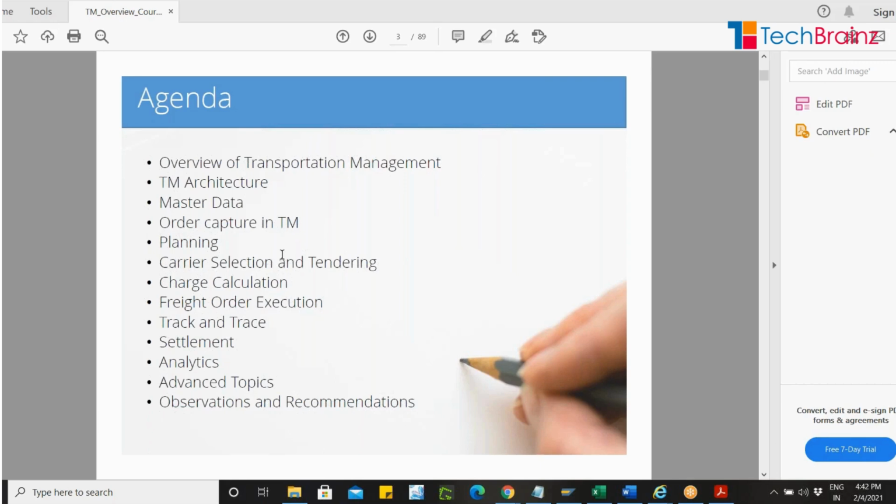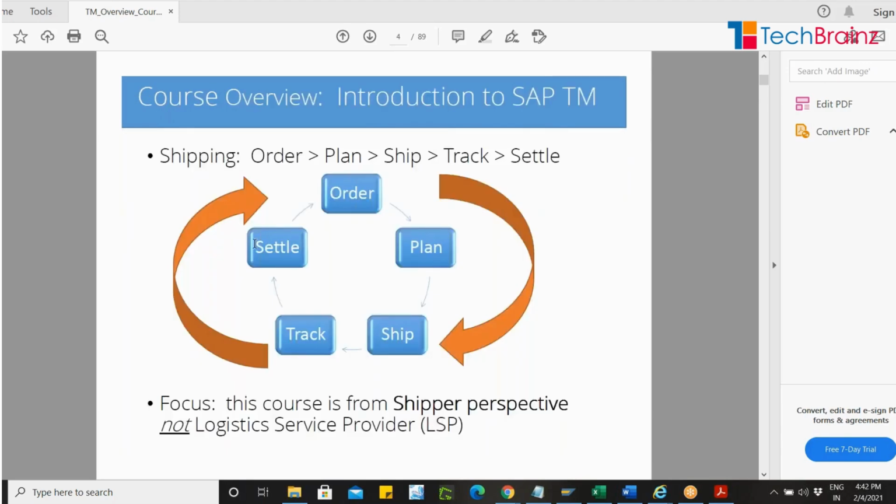Now, however, when we are performing these kinds of activities, you do need to understand what kind of scenarios we are dealing with, because we are talking about two different scenarios. So what is a shipper and what is an LSP? I believe that is really clear for everyone, right?